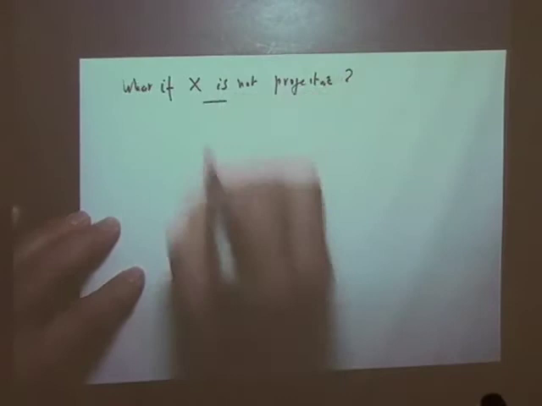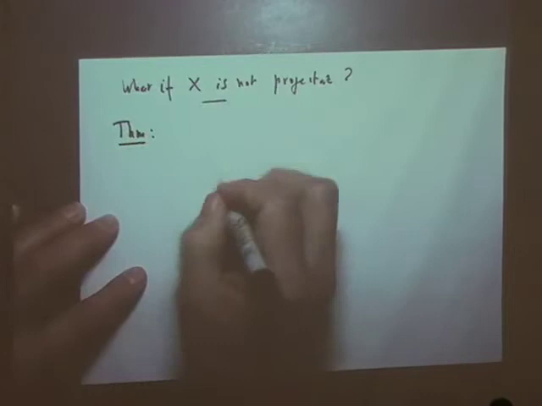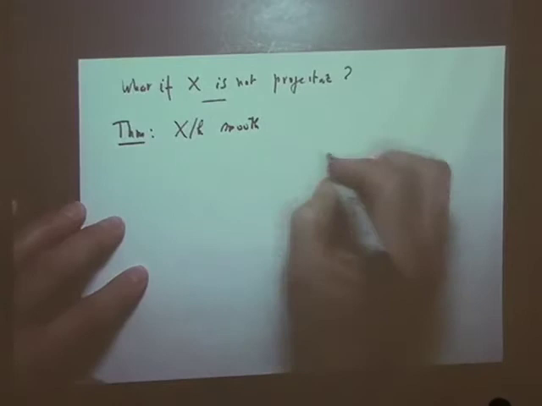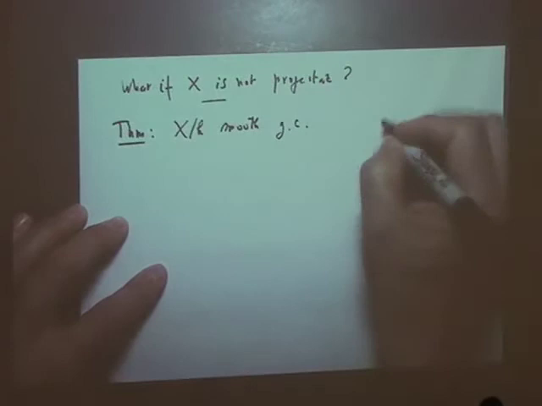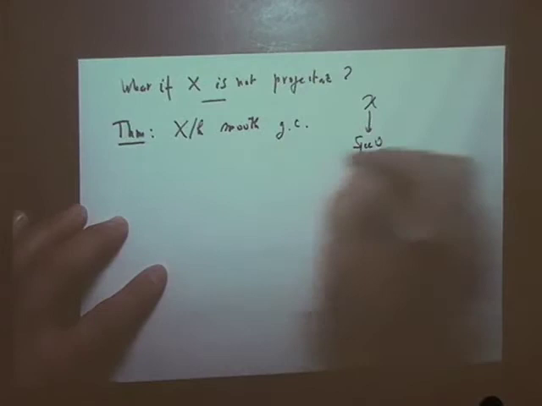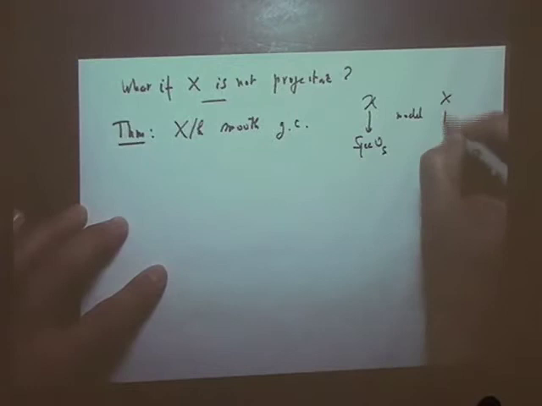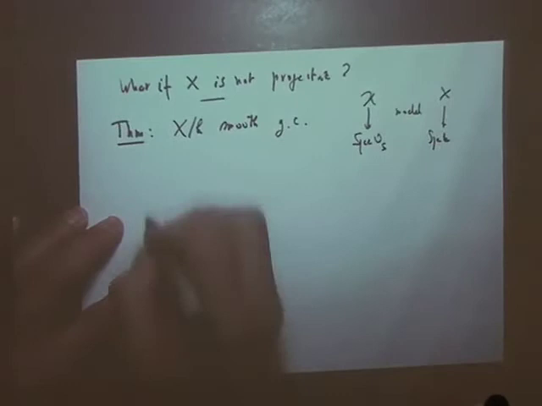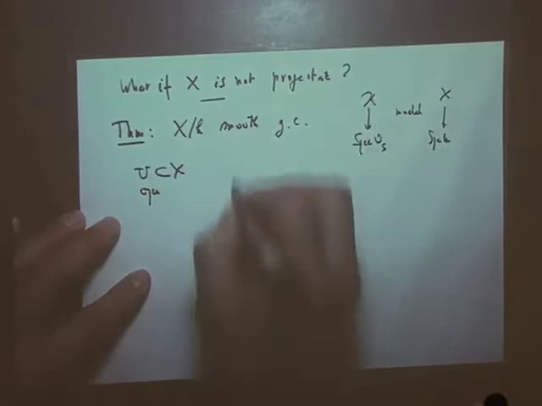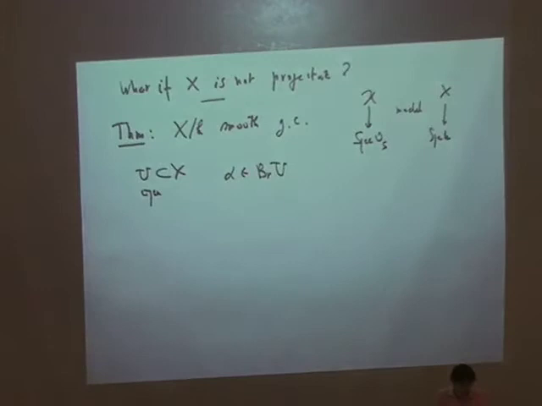So here's the theorem. Take X over K, smooth, geometrically connected. Now I'm going to be a bit technical. I take a model of X over an open set of the ring of integers, so a model of X over Spec O_S, which I can take. And then I have an open set U in X, which is given to me. And I have an element alpha in the Brauer group of U. And I assume that this element in the Brauer group of U doesn't come from an element in the Brauer group of X, so it's badly behaved at infinity.